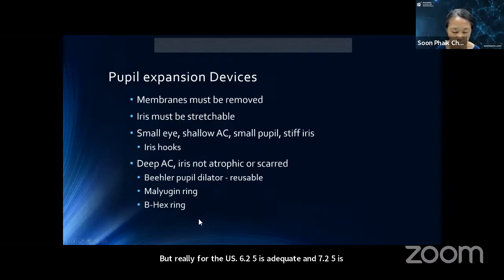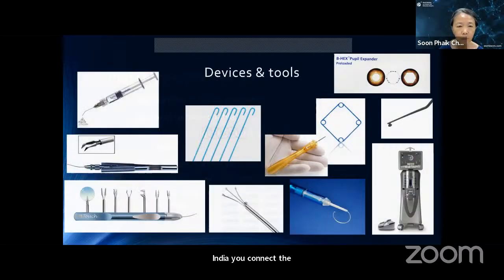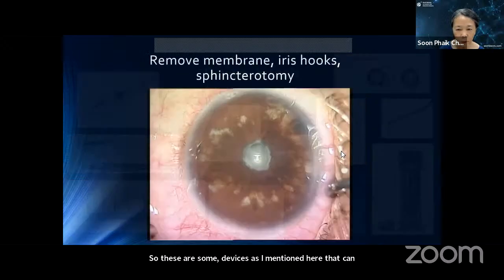In India, you can have the BHEX ring, which is very nice and slim, but we don't have that available in most parts of the world. So these are some devices, as I mentioned here, that can be quite useful. And we shall have a look at how these are used.